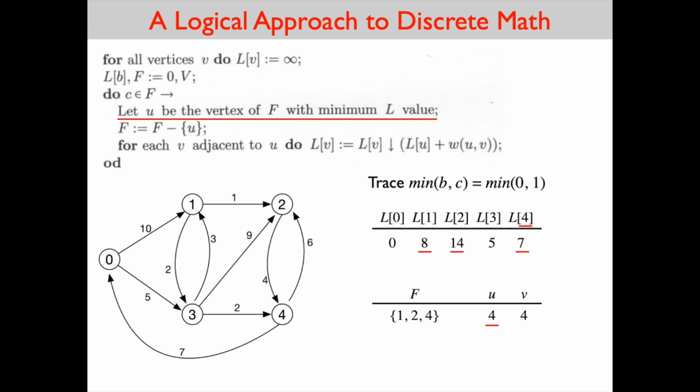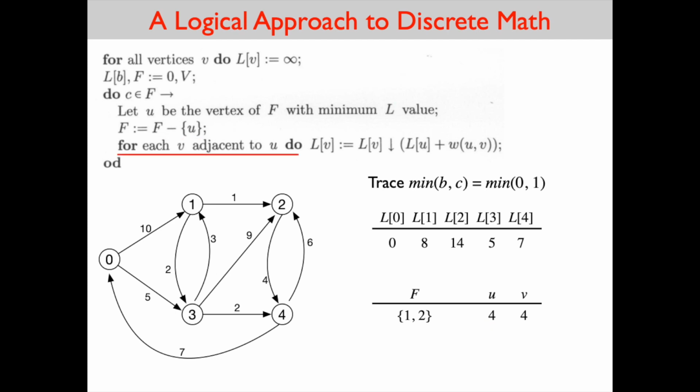We're going to take out that vertex 4 from that set F. So there, F no longer has 4 in it. Now it only has 1 and 2 in it. Our value of u is 4. We are analyzing the edges that are adjacent to vertex 4.